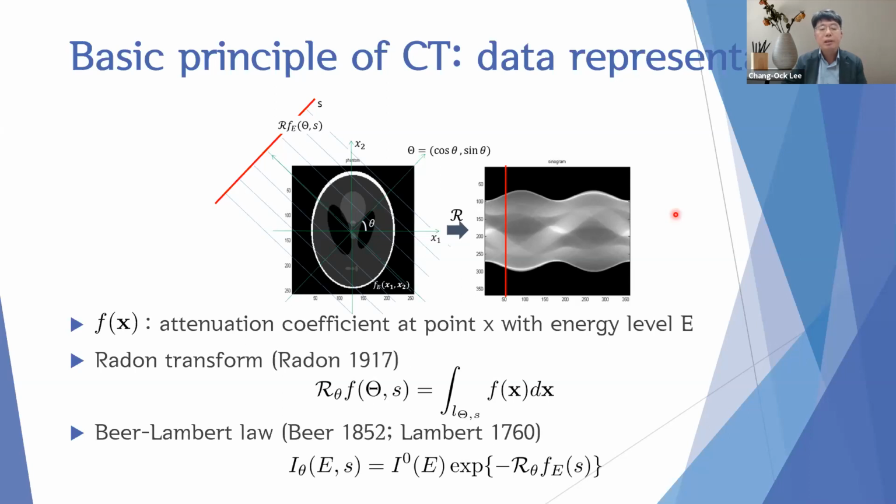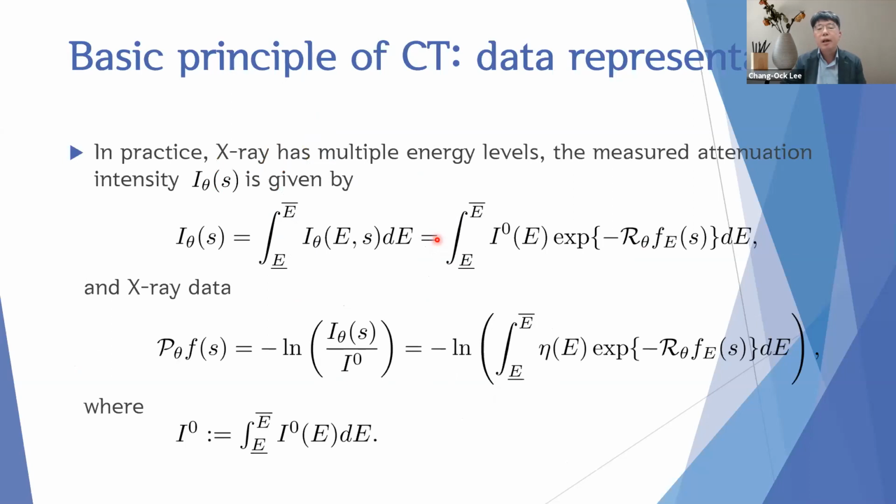Actually that attenuation coefficient depends on the energy level E. In this case, we just consider a single energy level. In practice, X-ray has multiple energy levels. So the measured attenuation intensity I zeta is given by that. This intensity depends on E, and we integrate all intensities in terms of energy levels, and that is expressed as these rows. We take this I zeta, divide by the initial intensity, and take the minus logarithm. So this is called the multiple energy data, and we call it the sinogram data. In an actual X-ray CT scanner, the sinogram data shows this quantity.